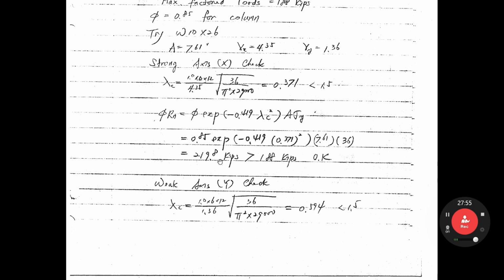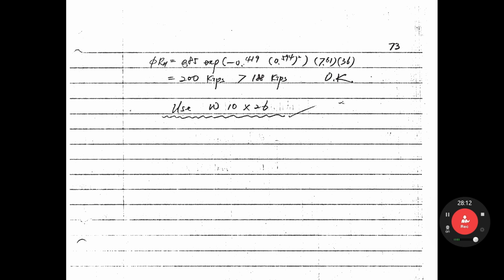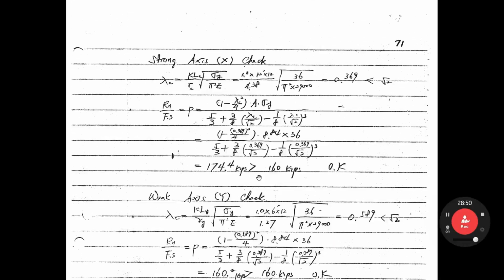Let's calculate the weak axis. The length is just half of the strong axis because there is a brace at mid height. Lambda c equals this value, and phi Rn is greater than 188 kips. So we can use W10 by 26. That is the LRFD design approach. Do you understand? So far we have studied column curves.